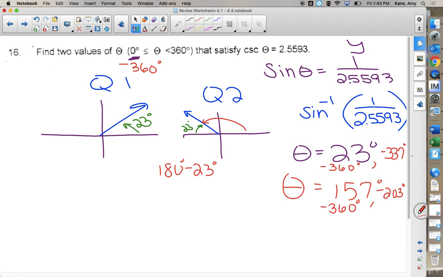Questions? Circle that question, star it, box it, remind yourself, go back and look at it. But finding 2, the positive, that's getting the second one, that's where the thought process is. But then getting the negative ones, if you were asked to get the negative, you just subtract 360. Anyone have questions that you were looking at on the review worksheet that you want to ask?